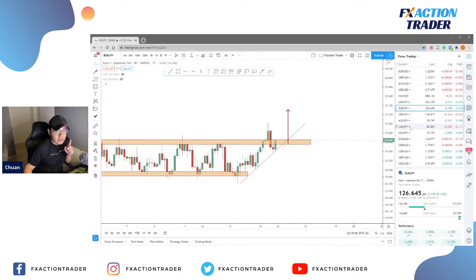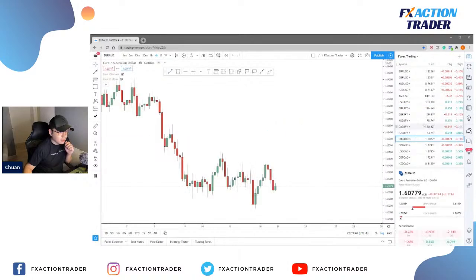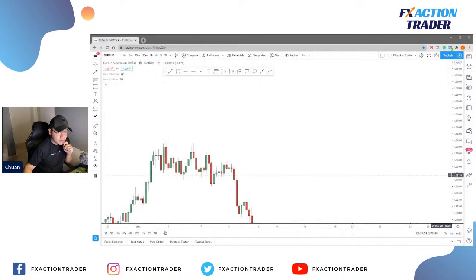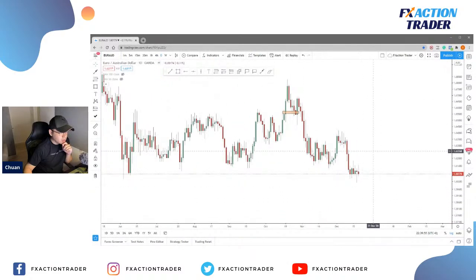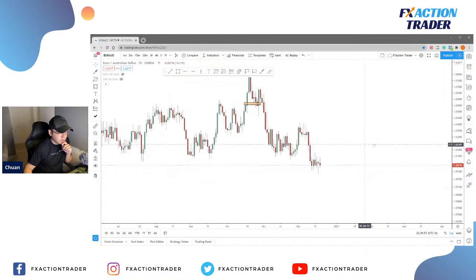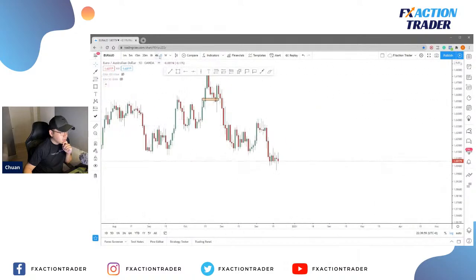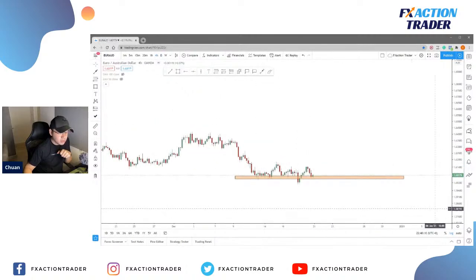So let us have one more euro pair. All right, so based on this euro Aussie, the market is in a downtrend, but we can see that this is a daily chart. Market has been rejecting from this area for 1, 2, 3, 4, 5, 6 days. Market has been rejecting from this area.